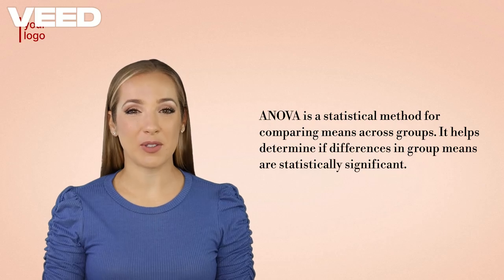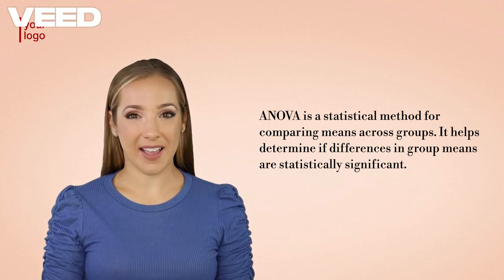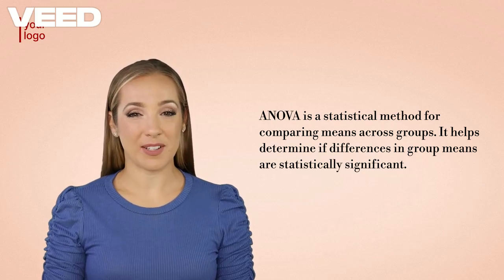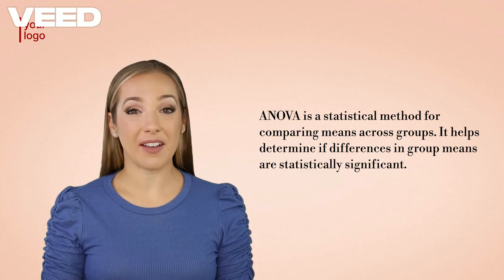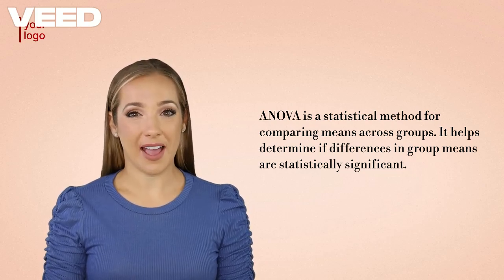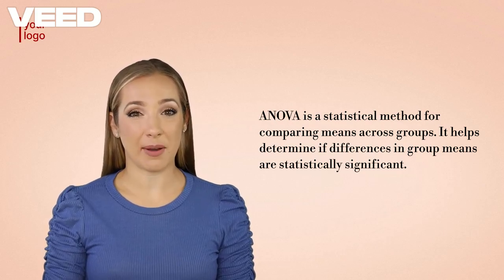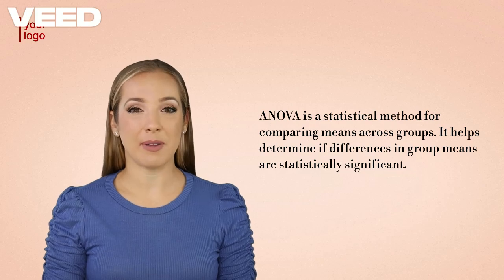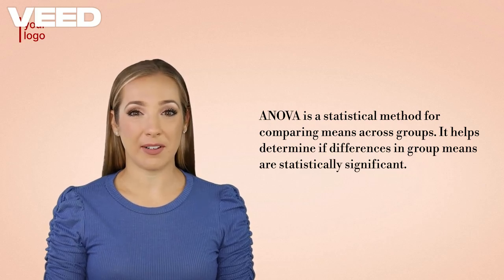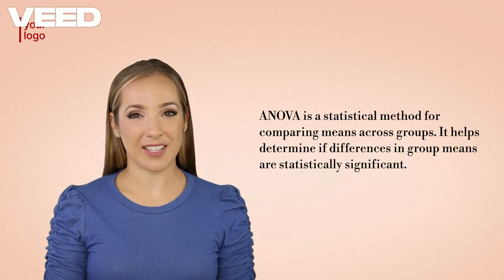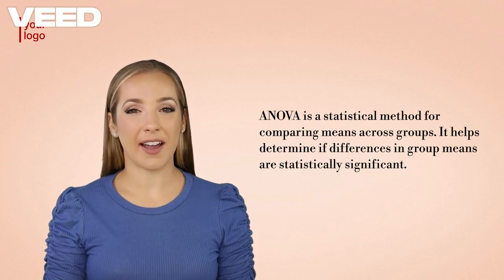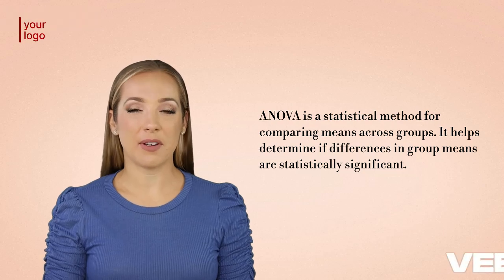Calculate the within group sum of squares, SSW. SSW equals the sum of each data point minus its group mean, squared. Find the F ratio, F equals MSB divided by MSW, where MSB is SSB divided by between group degrees of freedom, and MSW is SSW divided by within group degrees of freedom. Decision rule: if F is greater than the critical value from the F distribution table, we reject the null hypothesis.